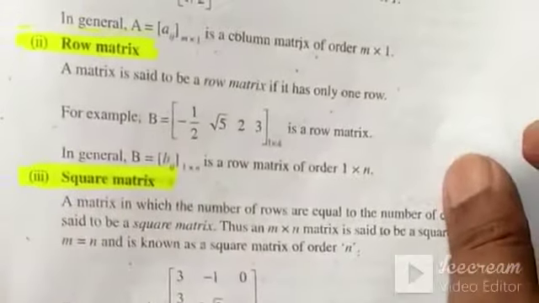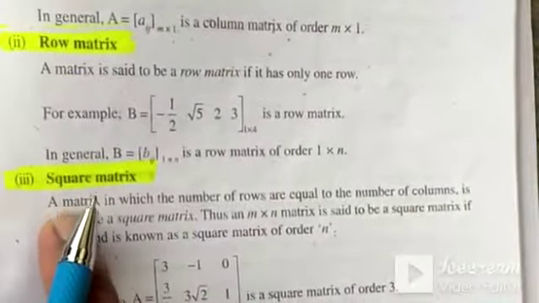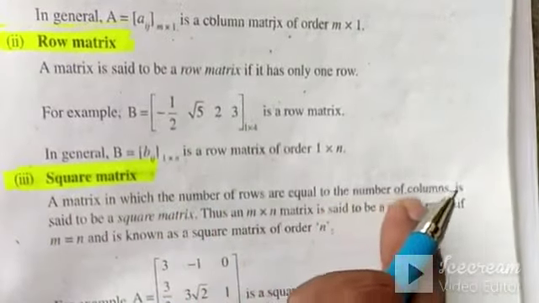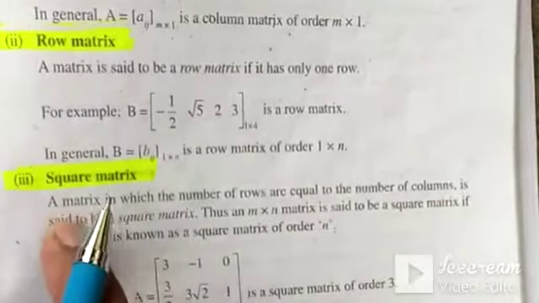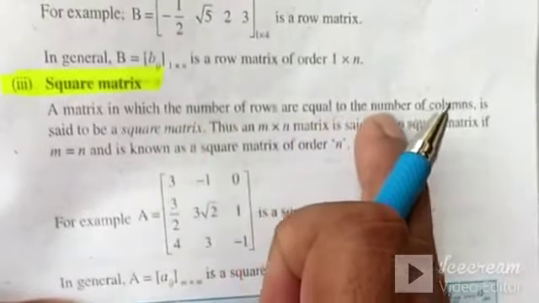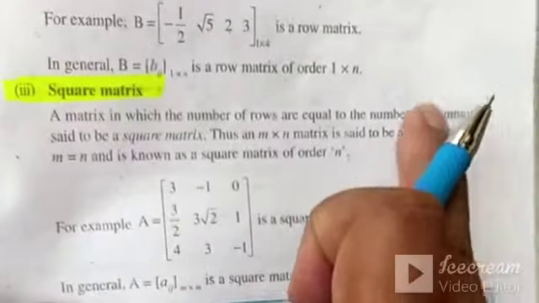Once again I will repeat the definition. Square matrix: a matrix in which the number of rows are equal to the number of columns. Such type matrix we call square matrix.